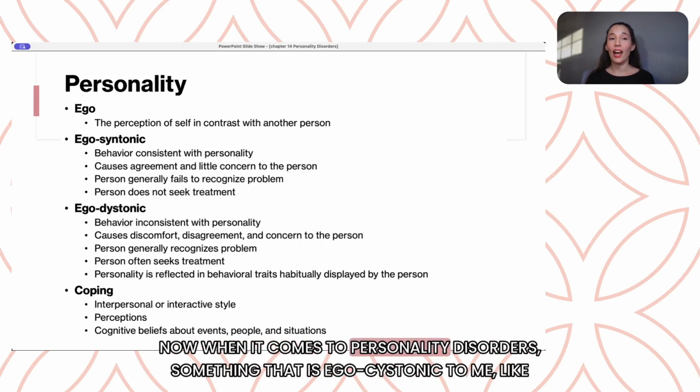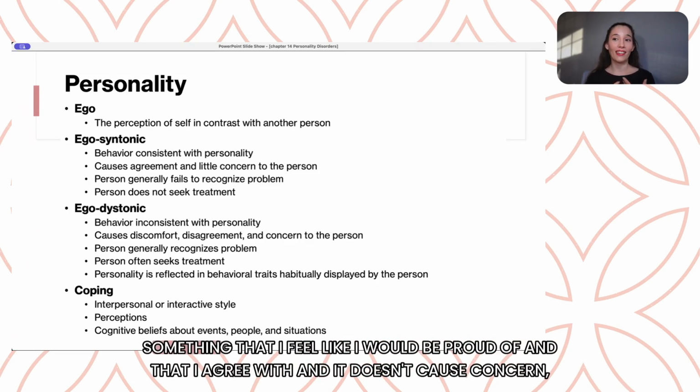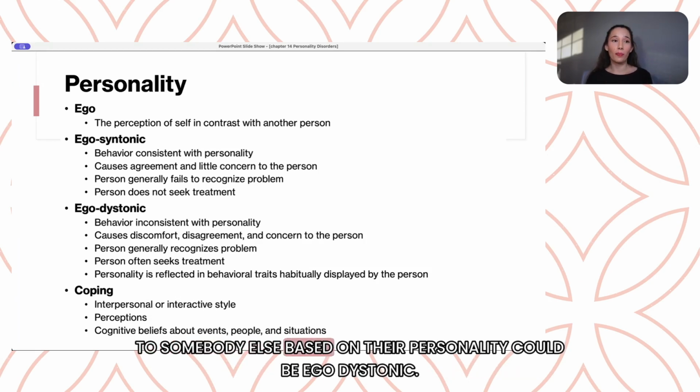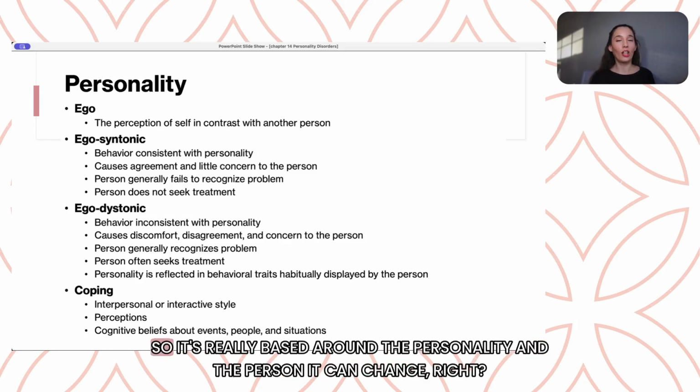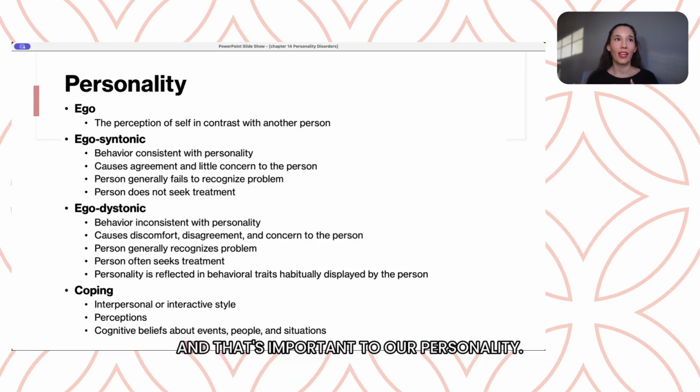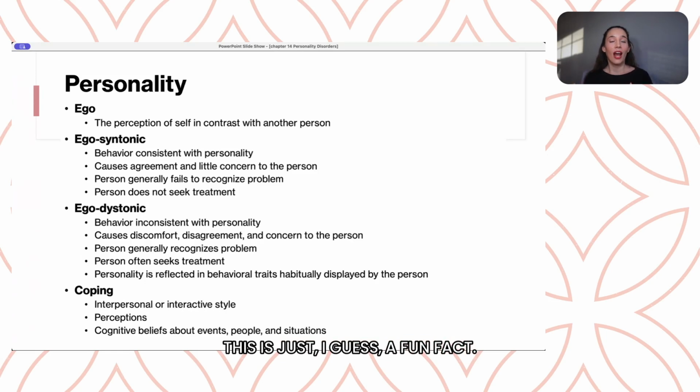Now, when it comes to personality disorders, something that is ego-syntonic to me, like something that I would be proud of and that I agree with, and it doesn't cause concern to me based on my personality, could be ego-dystonic to somebody else. So it's really based around the personality and the person. It can change, right? And that's important to our personality.